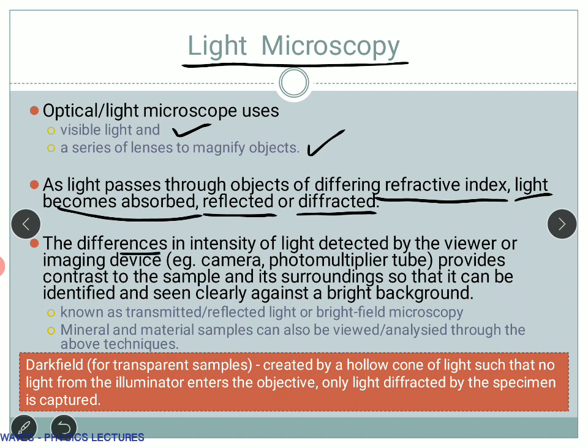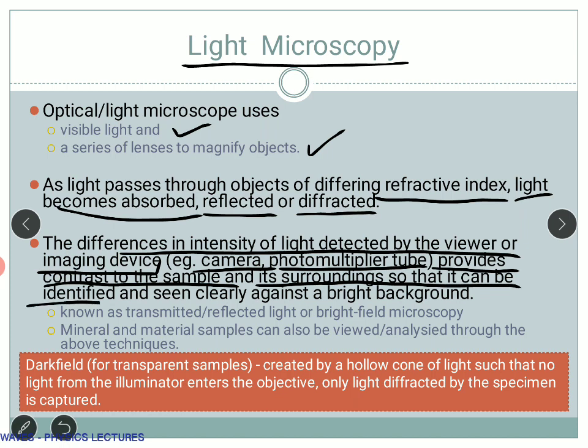So the difference in intensity of light is detected by the viewer or the imaging device. If you have a detector or an imaging device, that can be a camera or a photomultiplier tube, it provides contrast to the sample. You get a contrasting image because the refractive indices are different at different points, and the light becomes partially absorbed, partially reflected, partially diffracted, and so on. So it can form a contrasting image against the surroundings, and it can be identified and seen clearly against a bright background.